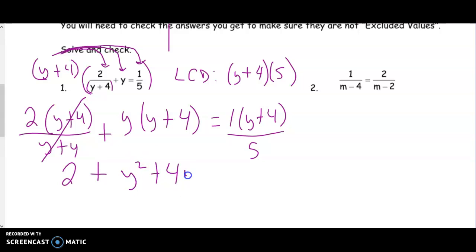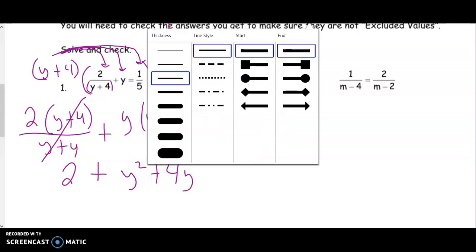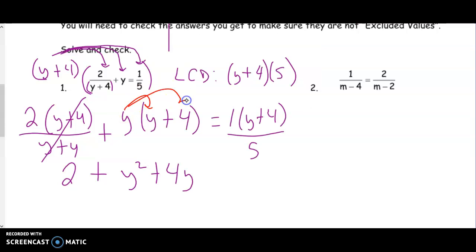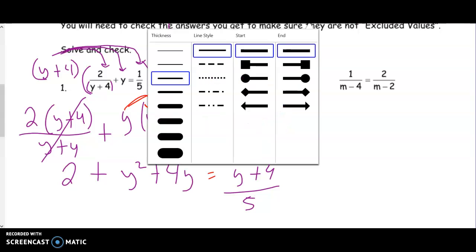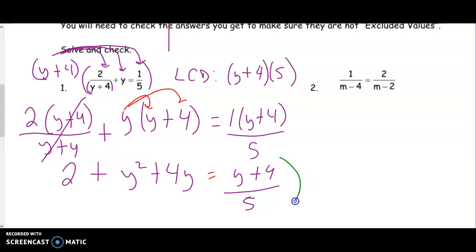Y squared plus 4y, so just distribute this y there. And then over here, y plus 4 over 5. Alright, in this case, we're pretty good. I mean, if you want to multiply everything by the 5, you could, so that there's no fractions. Or if you want to work with the fraction, you can. It's not a big deal. Entirely up to you. I'll go ahead and multiply by that 5, and we'll just have no fractions whatsoever.